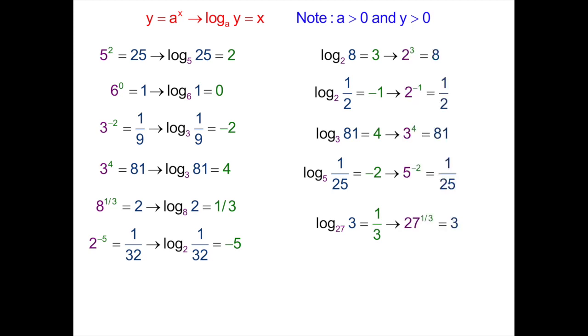And here are those answers. So we have, again, 2 to the third would equal 8. Over here, 2 to the -1st equals 1/2. For this one, 3 to the 4th equals 81. For this one, 5 to the -2nd is equal to 1 over 25. And for this one, 27 to the 1/3 is equal to 3.